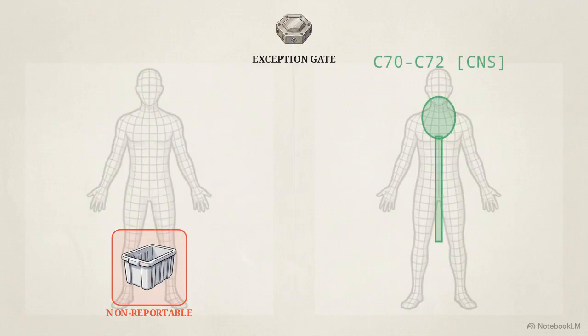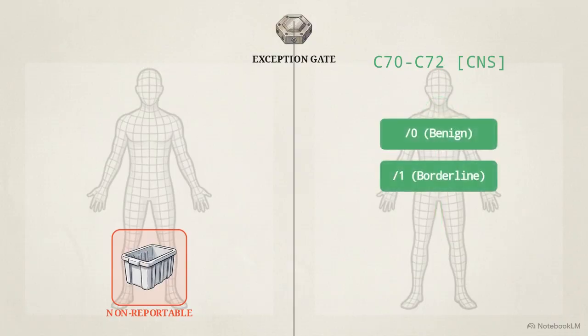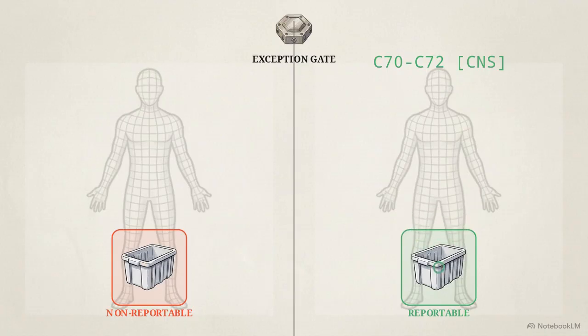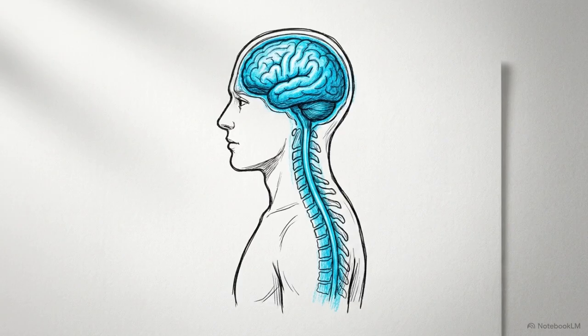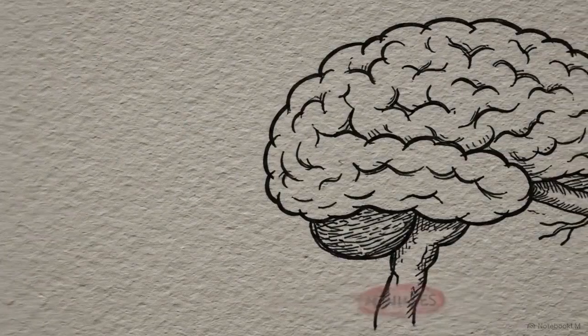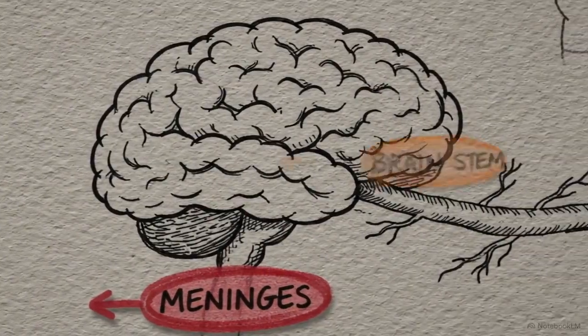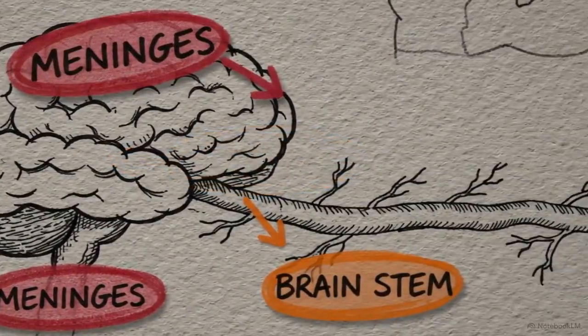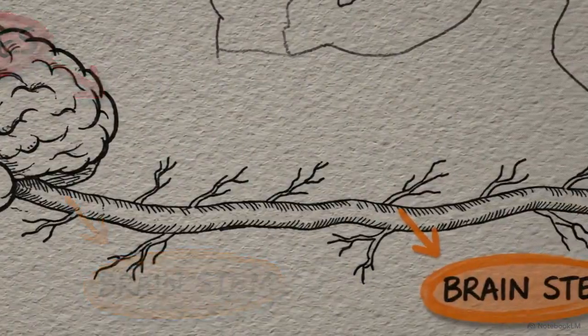The rule inverts for topographies C70 through C72, representing the central nervous system. For CNS sites, benign primary tumors, coded /0, and borderline tumors, coded /1, are strictly reportable. This mandatory inclusion covers specific sites across the meninges, the brain, and the spinal cord. Excluding high-frequency, low-morbidity skin cancers preserves the utility of the database. Conversely, aggressively tracking all of these CNS anomalies captures vital data on neurological morbidity that would otherwise be permanently lost.